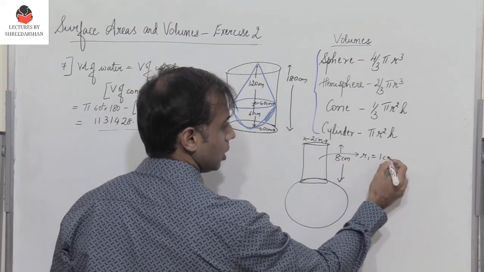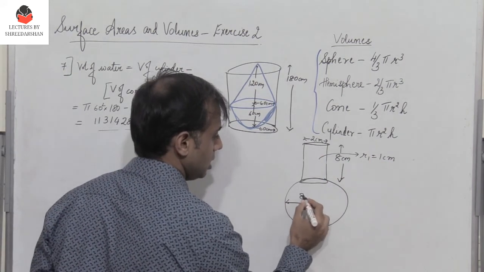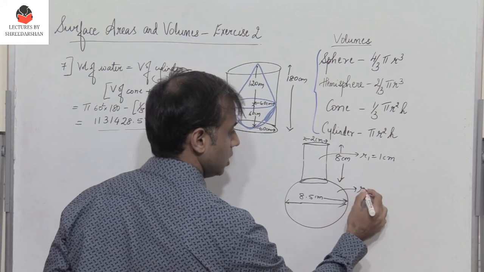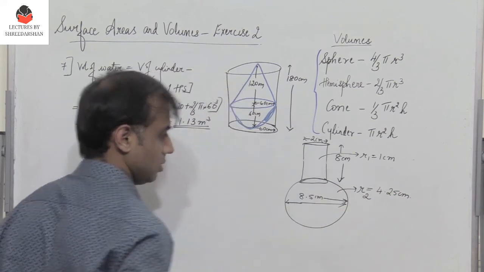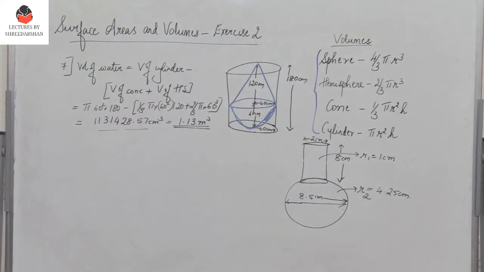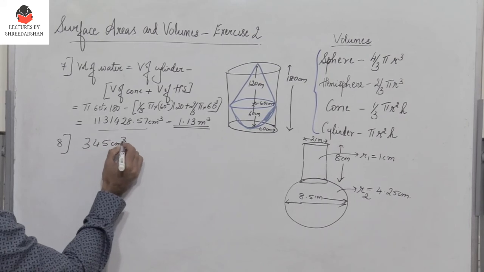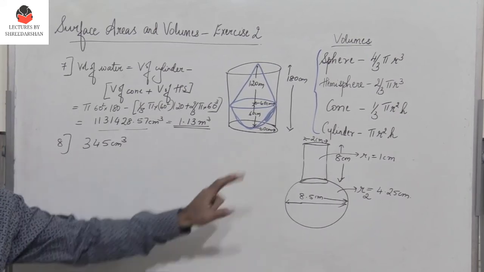Let me call this R1. The radius of the cylinder is 1 centimeter, and the diameter of the spherical part is 8.5 centimeters. So what is the radius of the sphere? The radius of the sphere, let me call this R2, is 4.25 centimeters. By measuring the amount of water it holds, a child finds that the volume is 345 centimeter cube. Is it correct? Right, so we just have to find out if this is the volume of this solid figure.